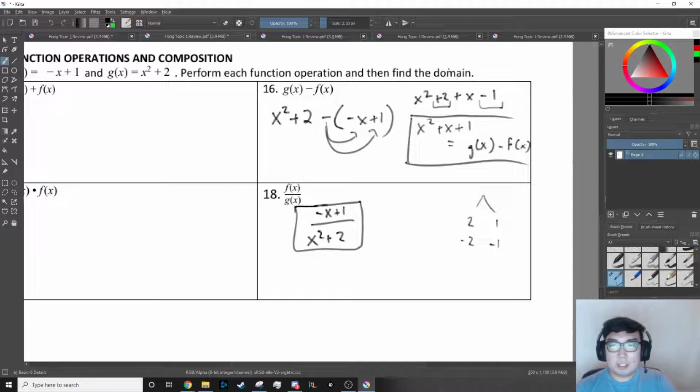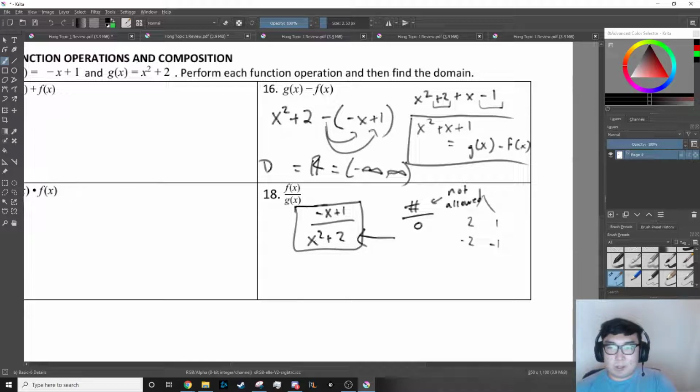But this question is asking me for the domain. This domain right here is all real numbers, which is the same as negative infinity to infinity. But look at this one. We said that we can't do number divided by 0. This is not allowed. This is not allowed. Yeah, I'll just write here: not allowed.